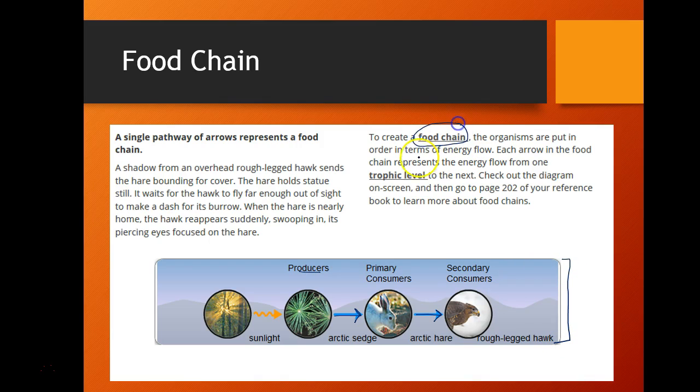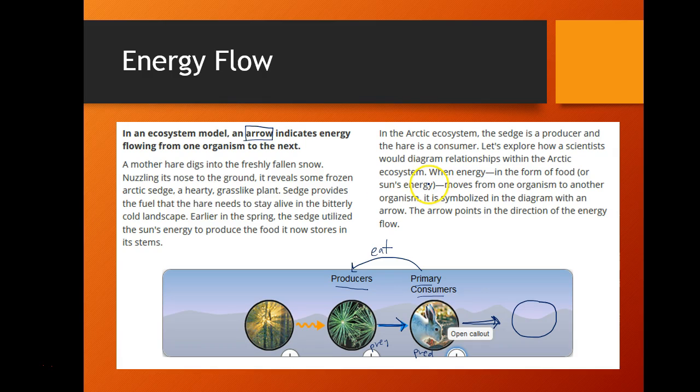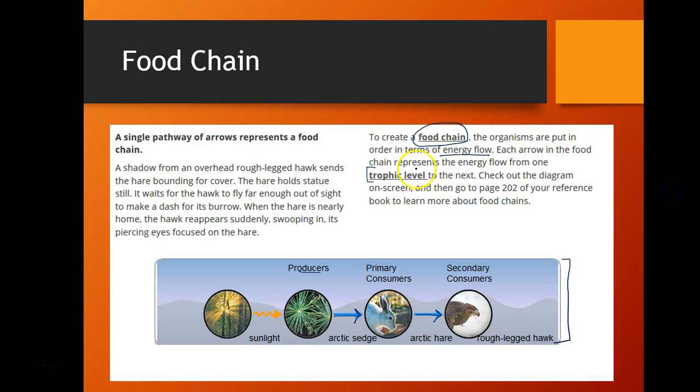And the food chain is organized by putting all the organisms in order in terms of energy flow. So energy starts at the producers and flows all the way to the hawk. Each arrow in the food chain represents the energy flow from one trophic level to the next. Remember, each of these is a trophic level: producers, primary consumers, secondary consumers, and we also have a tertiary consumer. So again, what you see here is a food chain, and it only shows one possible pathway in an ecosystem.